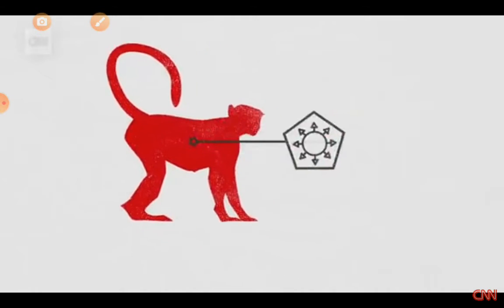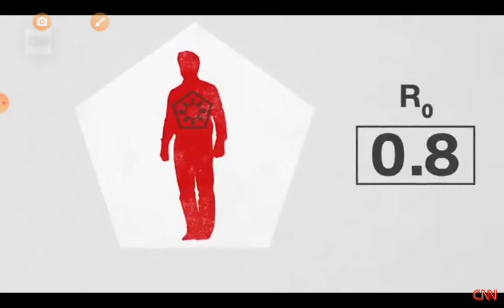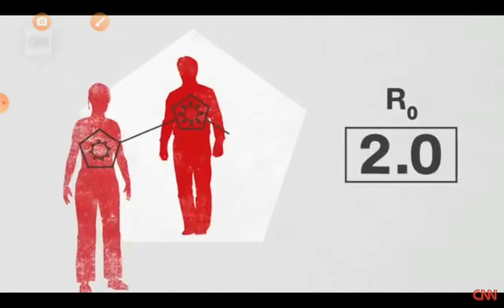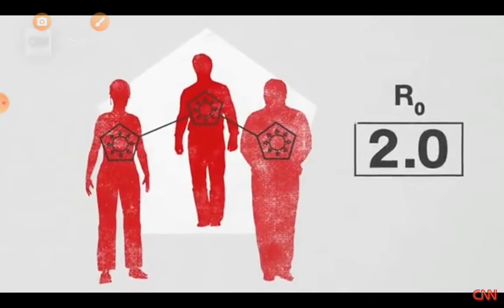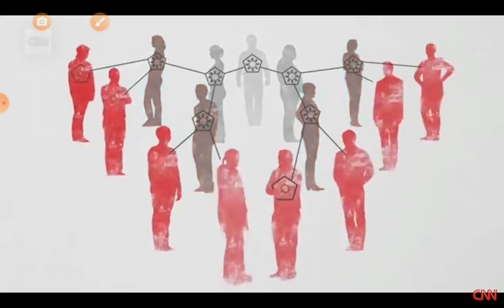An infection is introduced to a human, from an animal, let's say. The bigger the R0 number, the more people a virus can infect. So an R0 of 2 means that patient 0 will, on average, infect 2 other people, who in turn can infect another 2 people, and so on.